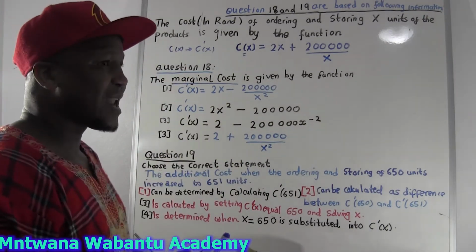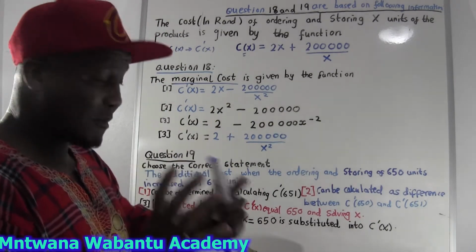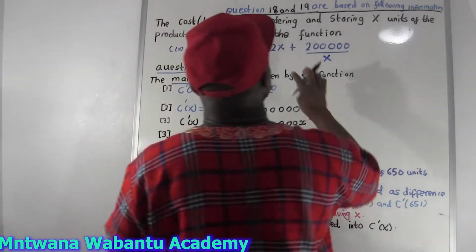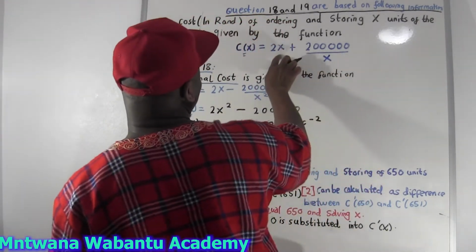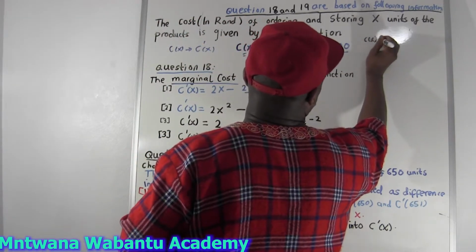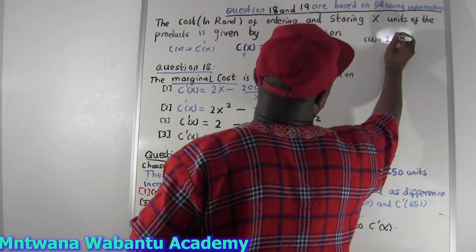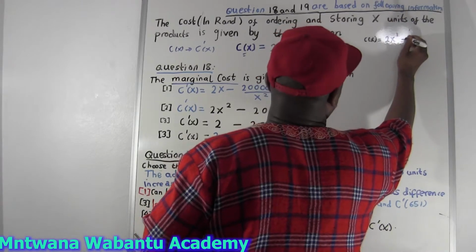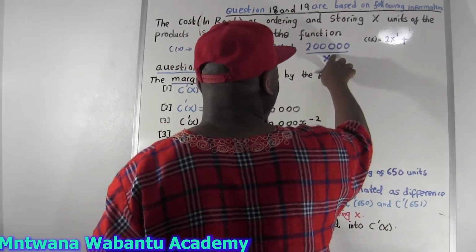So before I differentiate, like I say, everything must be in exponential form. Which power is here? This is like power 1. So I'm talking about C of x equals, so this is like 2x power 1, and then we plus. You see this one here? I don't need it like that.